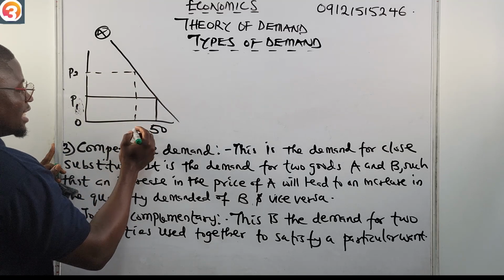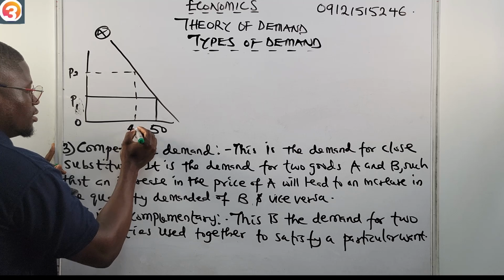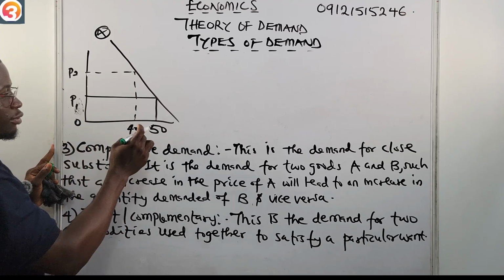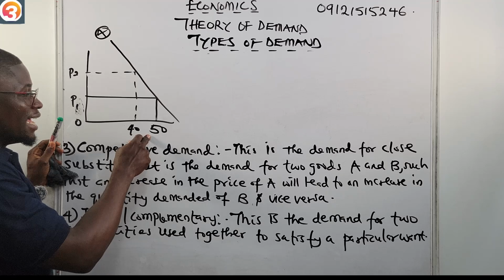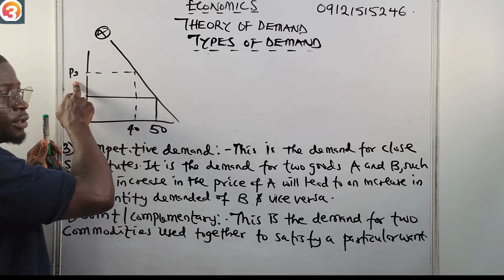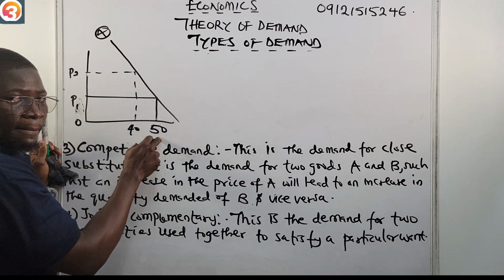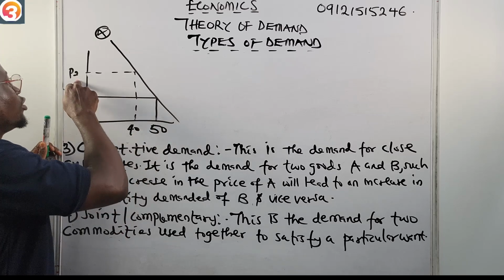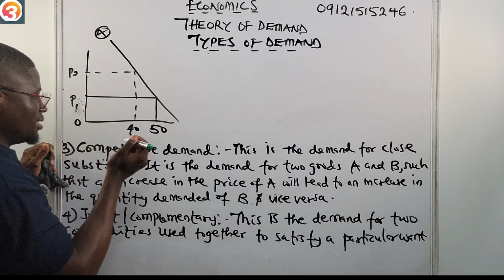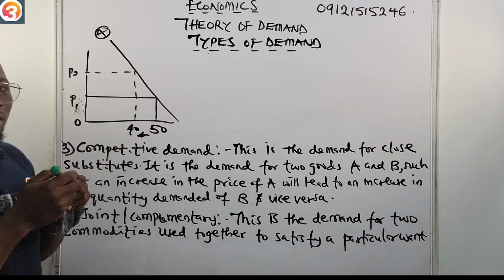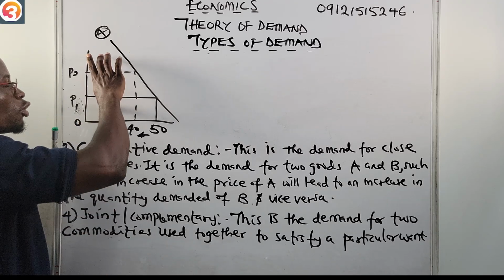Let's say it goes to 40. You can see the decrease in the quantity demanded from 50 to 40 when price increased to P2. When it was P1, the quantity demanded was 50. When it was P2, it was 40. So there's a decrease in the quantity demanded of commodity A.